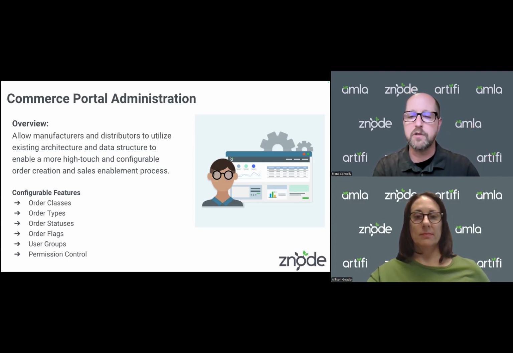I already mentioned user groups, which can be assigned to orders, so multiple people can access them. And then the permission controls of not only access to the Commerce Portal and what you see, but also you can attach additional permissions to give certain people the ability to override pricing, right? You can lock that down and have certain users that just can't do that, right?